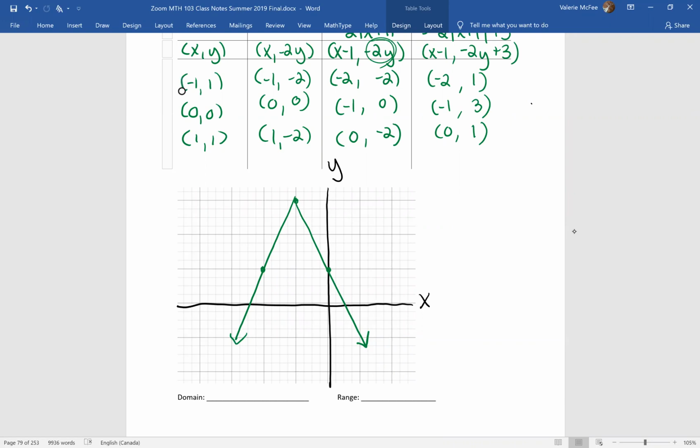We can see that this graph is continuing infinitely left and infinitely right. The domain is the set of all real numbers. And it's clear that this graph is moving down all the way to negative infinity, but it has a highest point at y equals 3. And of course, we would use a closed bracket there.